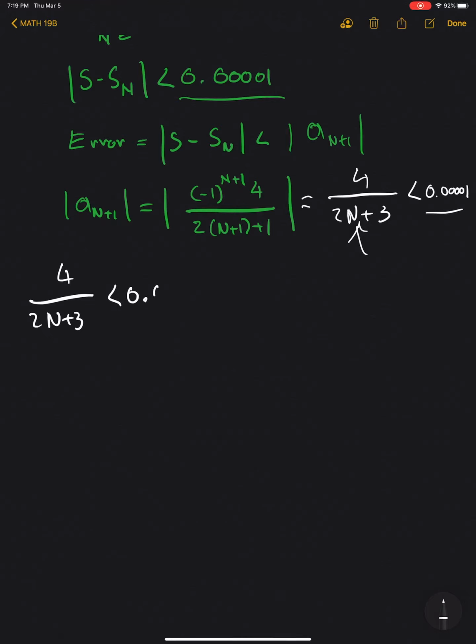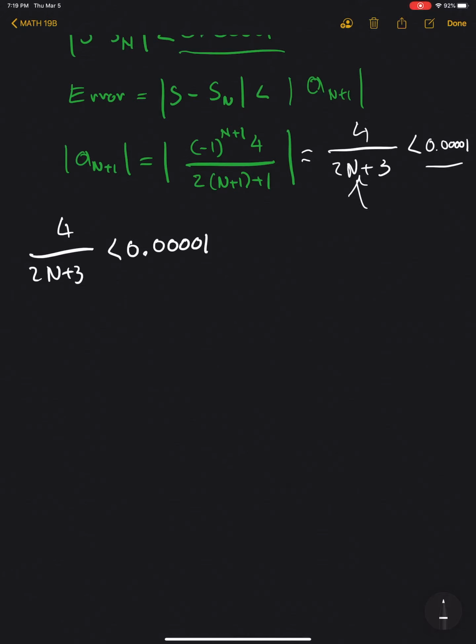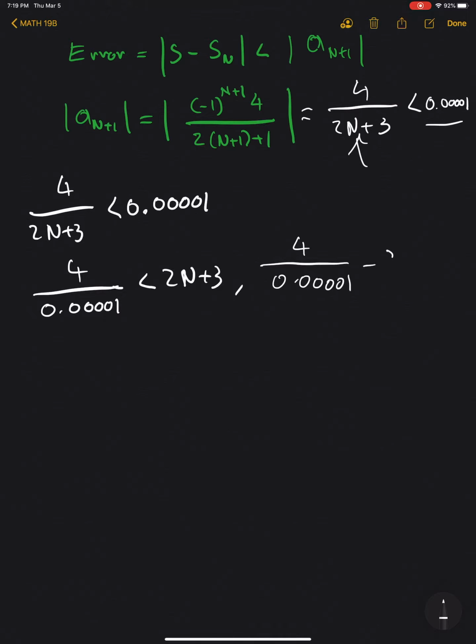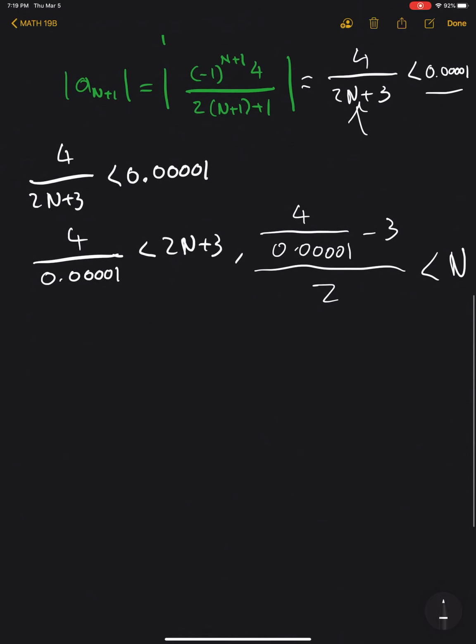We want to find an n such that this is smaller than the error that I'm looking for. So this will give me 4 divided by 0.00001 smaller than 2n plus 3. And then I can solve for n, and this will give me 4 divided by 0.00001 minus 3, and then I just divide everything by 2. So any capital N that is bigger than this number is going to give me the desired result.